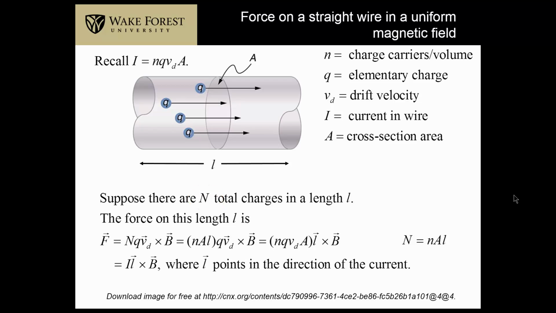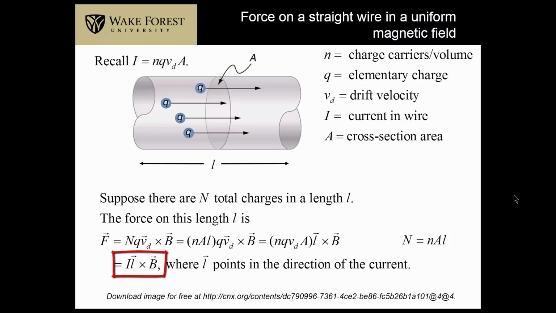The force on this length L would be F is equal to N, the number of charges, times qv cross B, where we'd use the drift velocity, of course. Now the number of charge carriers, capital N, is just the number of charge carriers per unit volume, little n, times the volume, which is just A times L. So substituting back for capital N, we get nAL q v_d cross B. Rearranging, we get (n q v_d A) L cross B. Well, the quantity in parentheses is just our current as we noted above. So this force is just I L cross B.